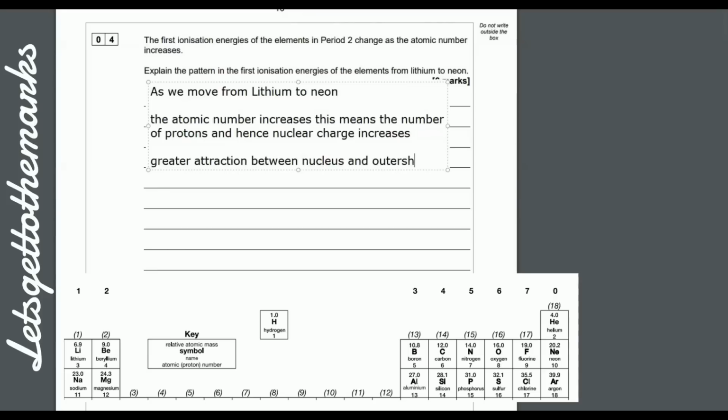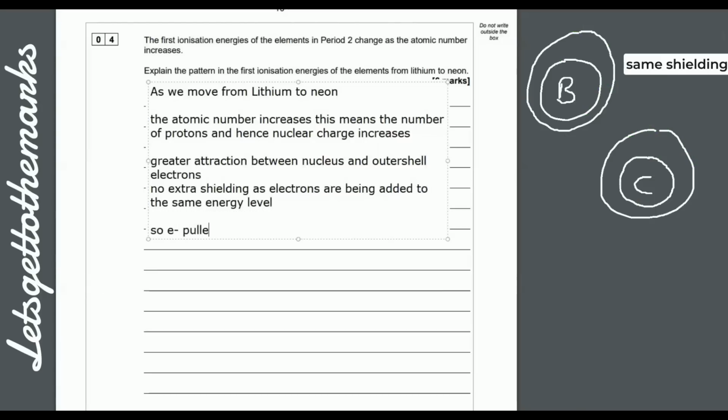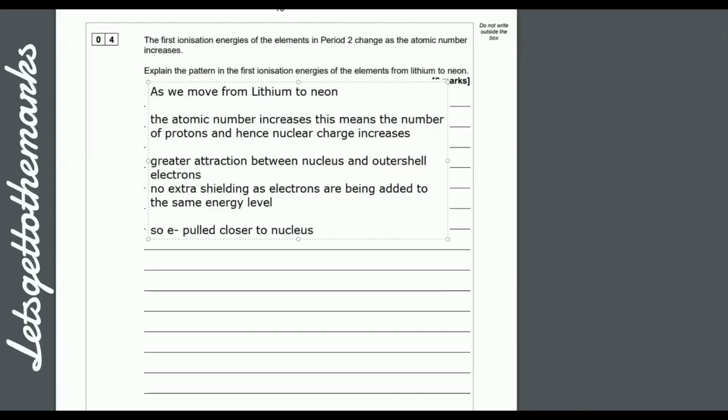Now, if you have more protons, that means you have a greater attraction between the nucleus and the outer shell electrons. What does that mean? That means that those outer shell electrons are held more tightly to the nucleus. There's no extra shielding as well because electrons are being added to the same shell, as you can see here with boron and carbon. So electrons are pulled closer to the nucleus. Notice I'm using the e- sign as a shorthand for electrons. Probably best not to in your written answers.